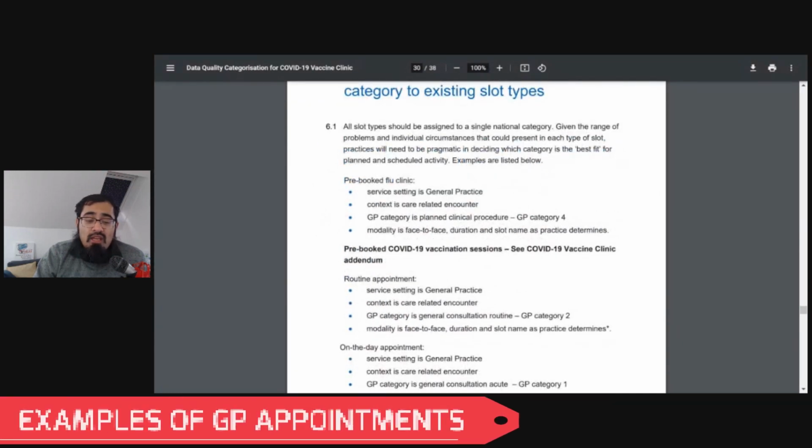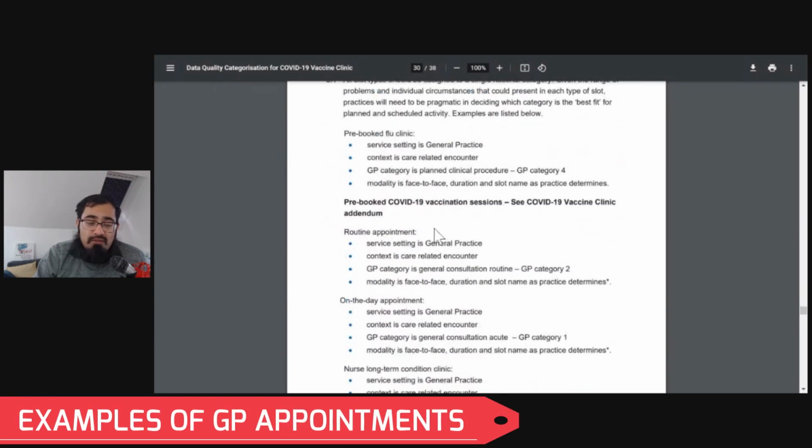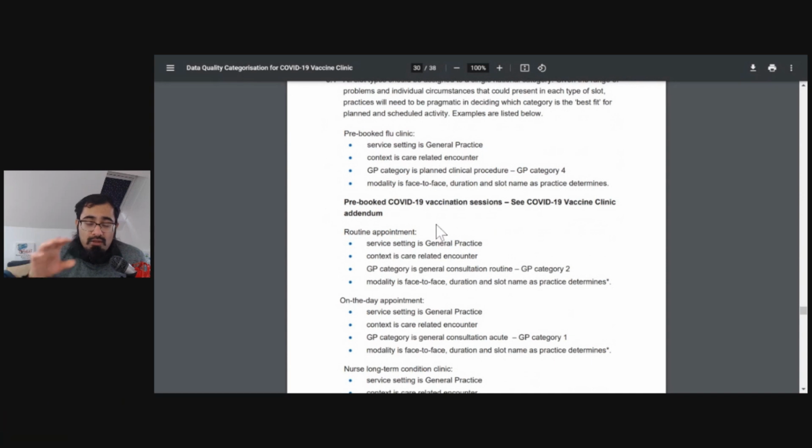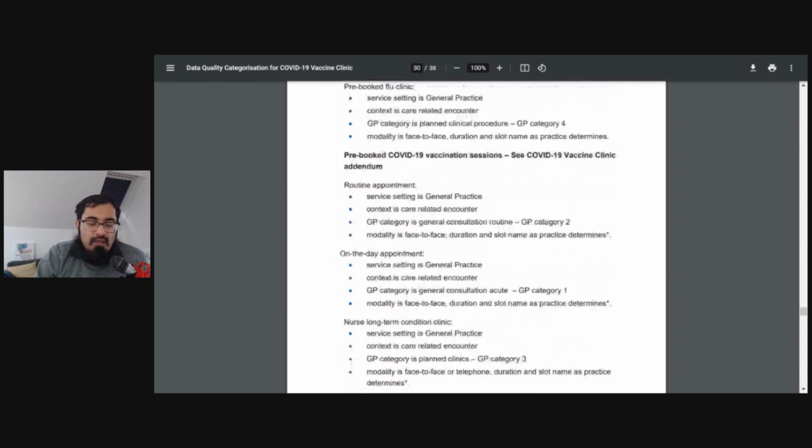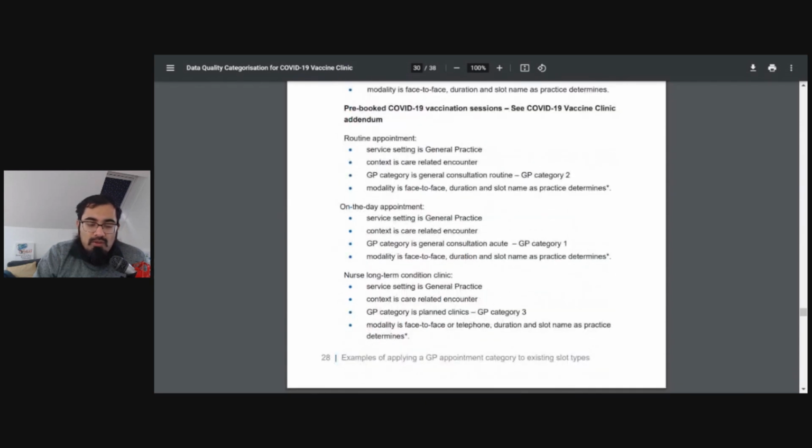The next section gives you details of the various different ways you can put appointments into these different categories. It talks about a pre-booked flu clinic. This is a general practice setting, the context is a care-related encounter, and the category is a clinical procedure. So this is GP category 4, the modality is face-to-face, and then you put the duration and how long that would normally be, whether that be a 5-minute slot or 10-minute slot, for example. That's how you do the category.